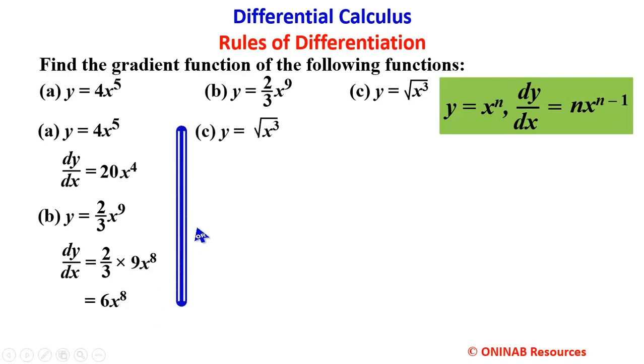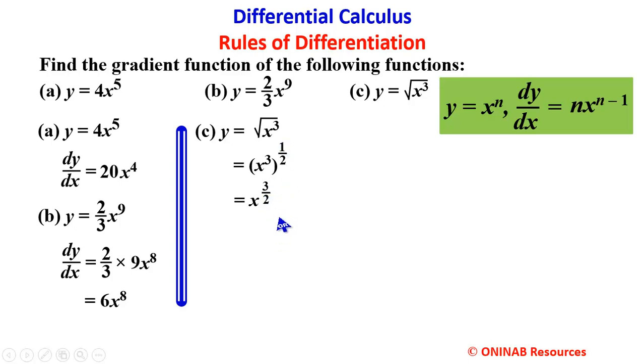We then go to the C part of the problem. We have y equal to square root of x raised to power 3. We need to write this square root of x raised to power 3 in index form. That's going to give us x raised to power 3 then raised to power half, since the square root is interpreted as 1 over 2 as power. So simplifying these indices, we have it as x raised to power 3 over 2.